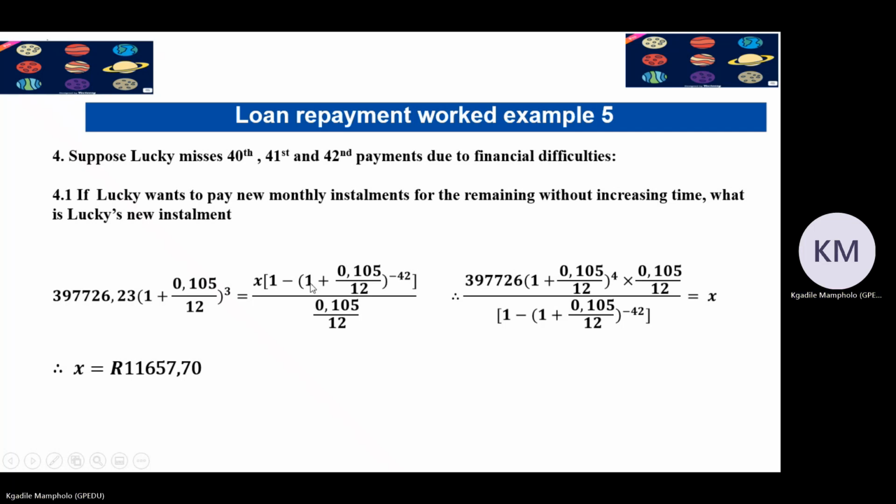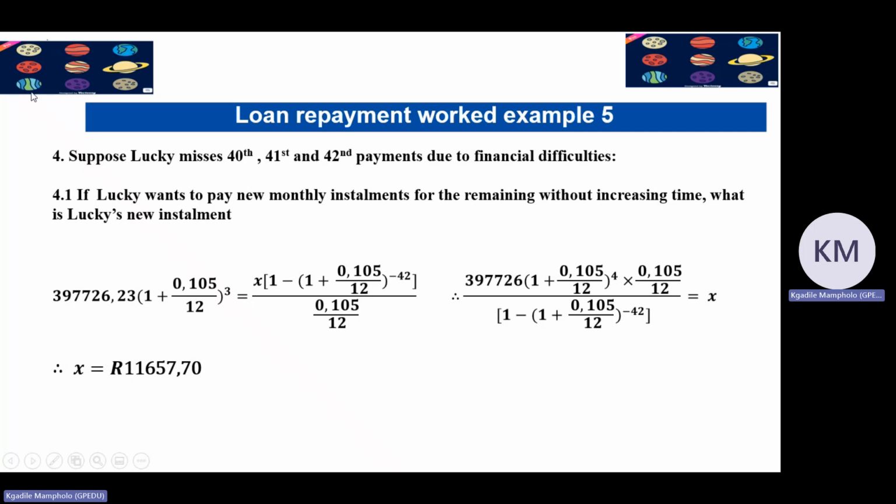Then this is still the present value formula, the X, then N will be 84 minus 42. Remember, Lucky does not want to increase time, so you want to finish within the period they agreed upon. So we are left with 42, which is 84 minus 42. Then you cross multiply to get X. Then it means Lucky will pay this new installment for the remaining 42 months. He didn't want to increase the time, but he wanted to increase the installment.